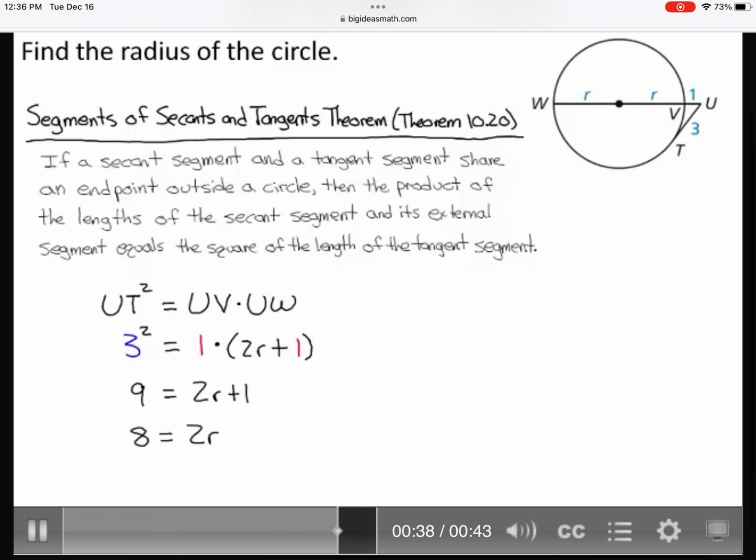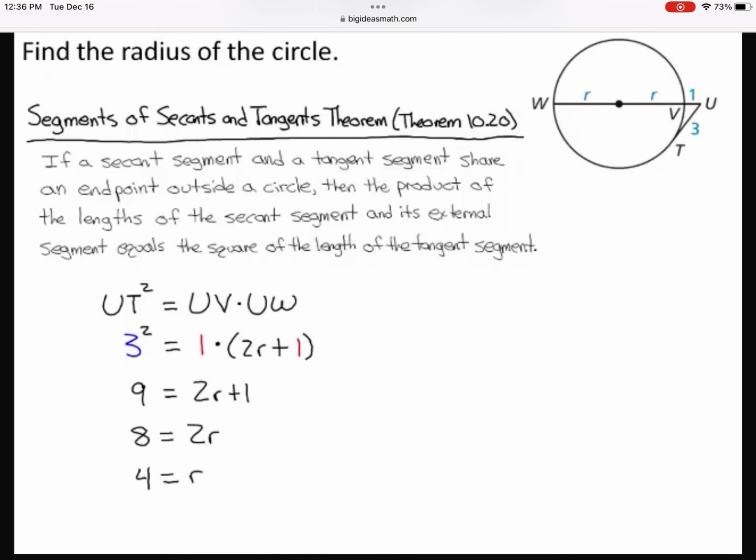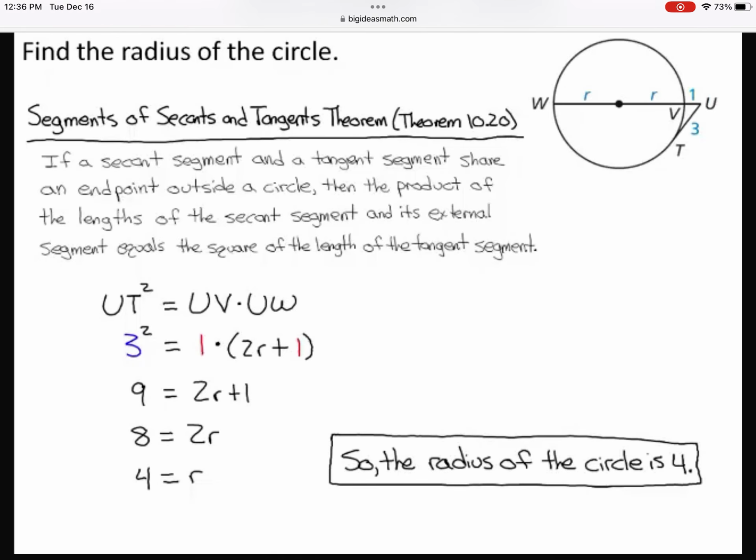Then divide each side by 2 to get 4 equals r. So the radius of the circle is 4.